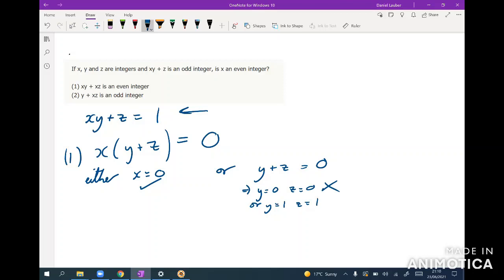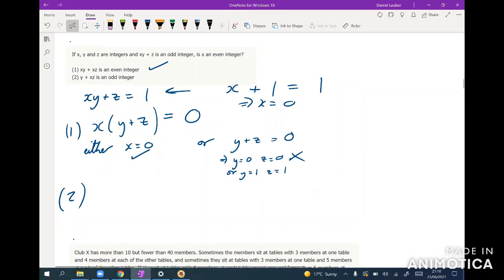Whereas if y equals 1 and z equals 1, then we've got x plus 1 equals 1. In other words, x equals 0. So actually, that alone is enough. Whereas number 2, y plus xz is odd. So that tells us that y plus xz equals 1. I mean, that alone is not enough to tell us whether x is 0. We've got that and the other one, but we can't eliminate anything really from that.